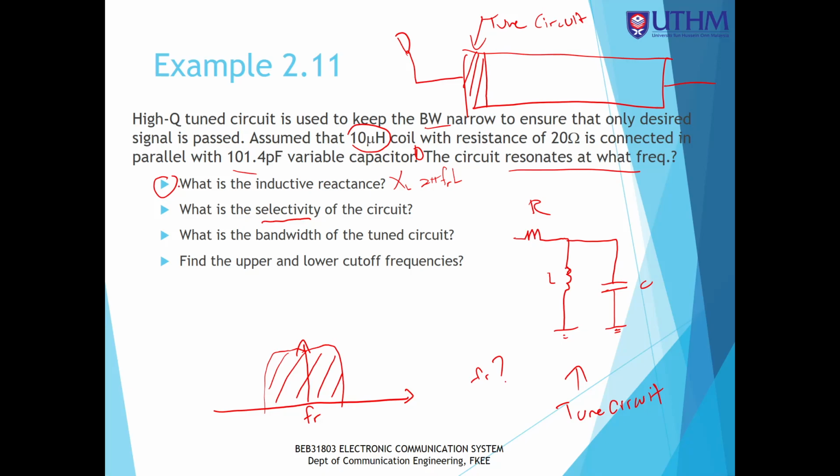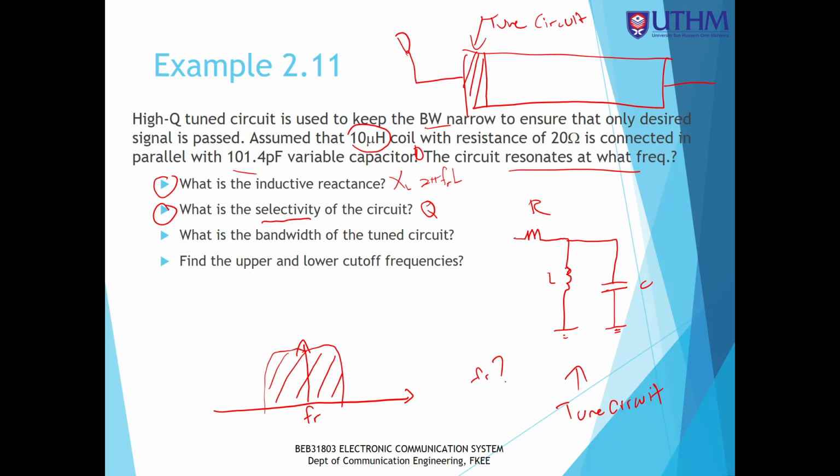So the next question asks about what is the selectivity of the circuit. So the selectivity, as we learned previously, it has the bandwidth of the tuned circuit, it has the shape factor, it has the quality factor. So which one actually? So in this example, it is referring to the quality factor. Okay, so don't worry, normally in the exam we will explicitly ask the exact parameter. If we want you to find the quality factor, we will ask you to find the quality factor. But in this example, it is referring to the Q parameter.